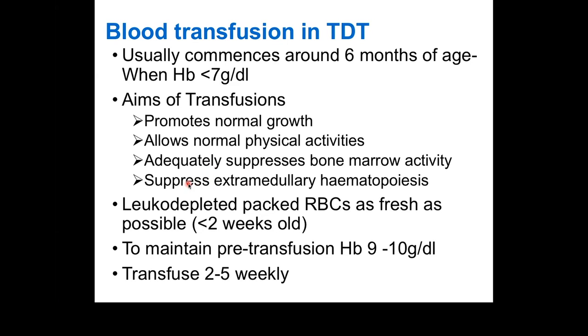These patients should be transfused with leukodepleted packed red blood cells, which are as fresh as possible, ideally less than 2 weeks old. The aim of transfusions in transfusion-dependent thalassemia patients is to maintain a pre-transfusion hemoglobin between 9 and 10 grams per deciliter. The way you do that is immaterial. If you can maintain a pre-transfusion hemoglobin between 9 to 10 grams per deciliter, then you will be managing these patients successfully. Generally, they will require blood transfusions every 2 to 5 weeks.